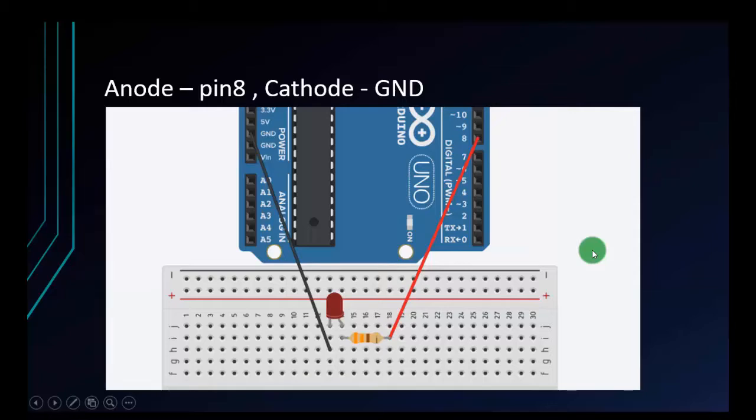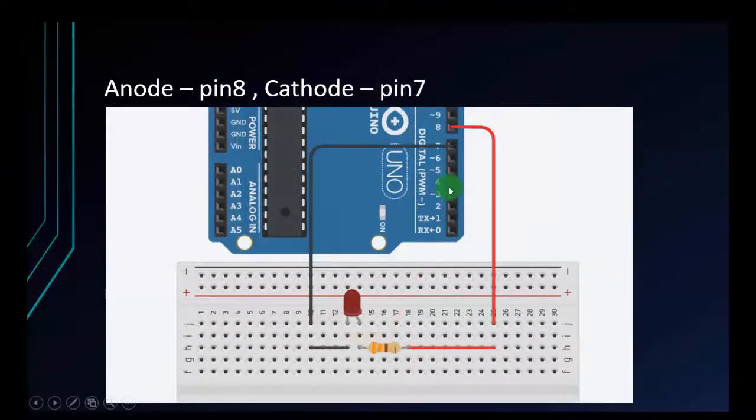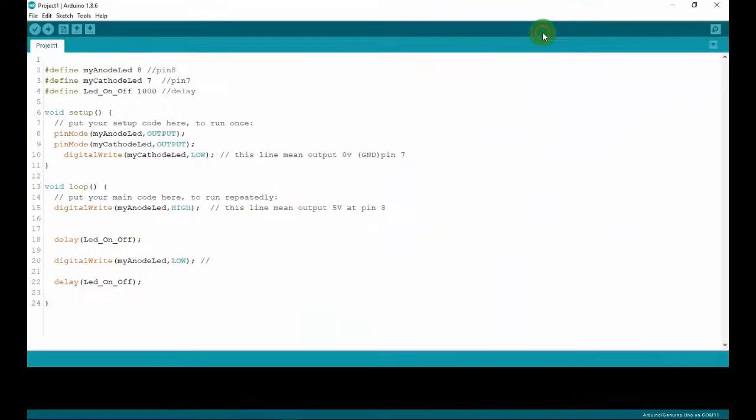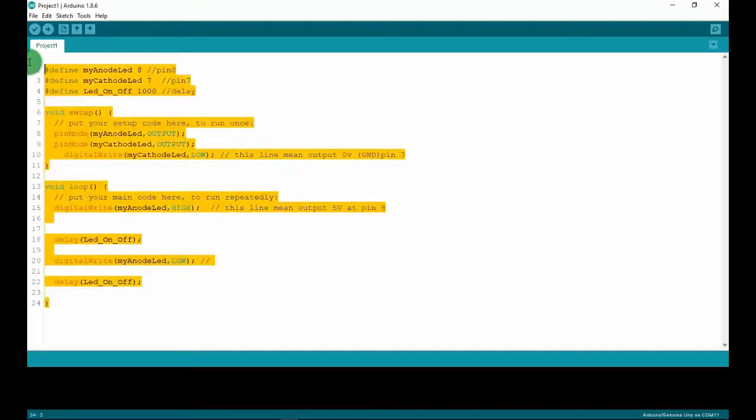Now I will change a little bit of the cathode pin of the LED. I won't use the GND pin anymore, but instead I will use pin 7 to control the LED like this. I have a diagram like this. Okay, here I have already written the code for the second task.